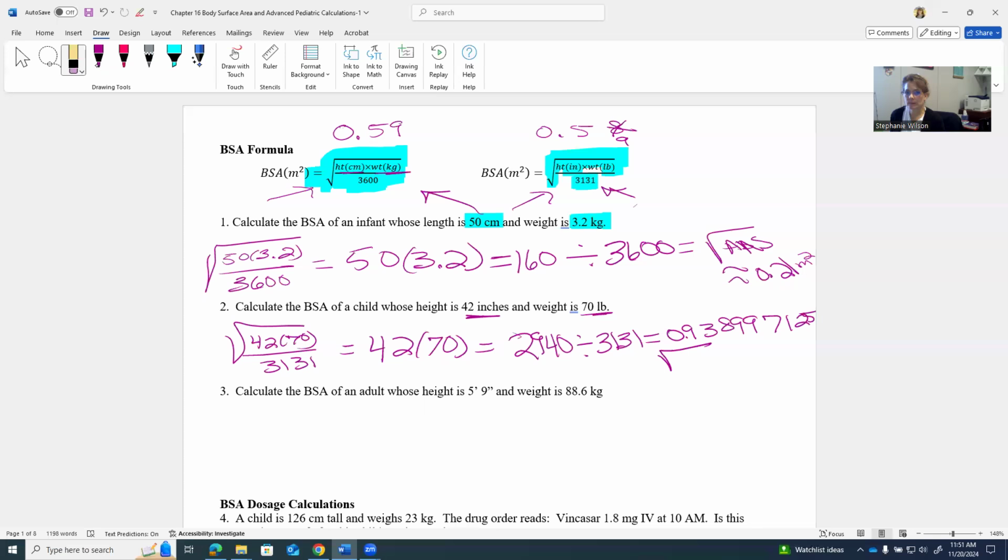Okay. I'm going to put squiggly lines. Okay.